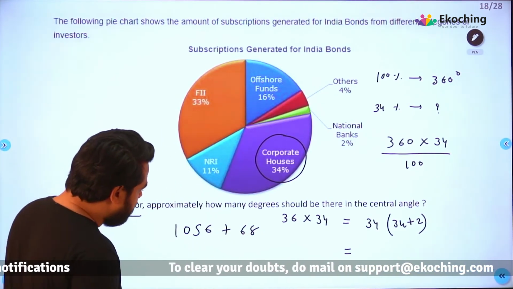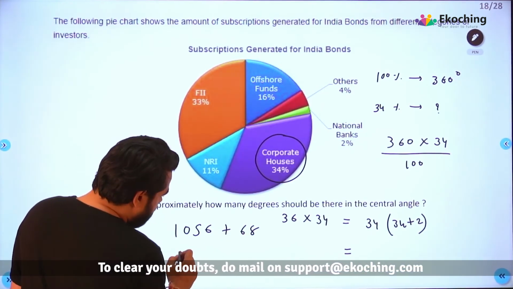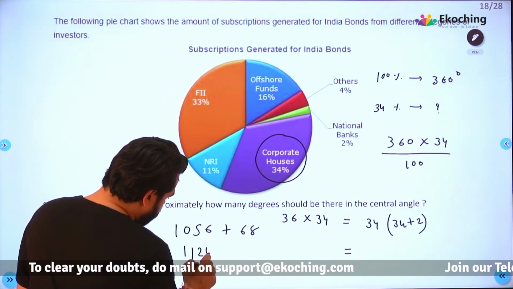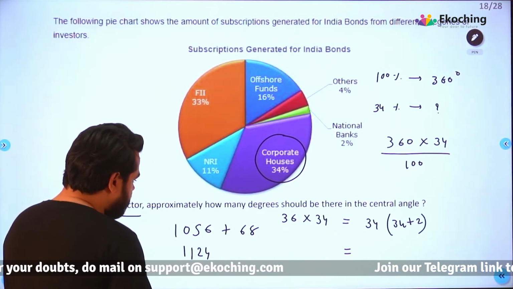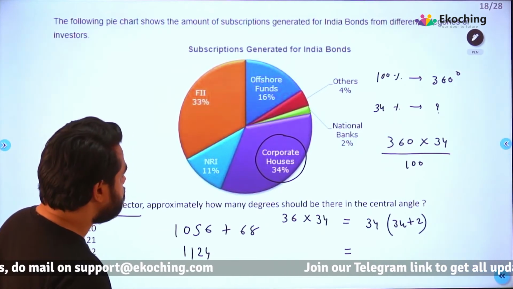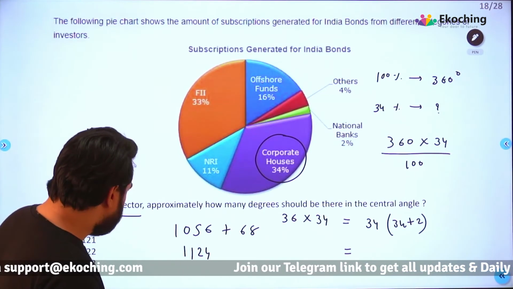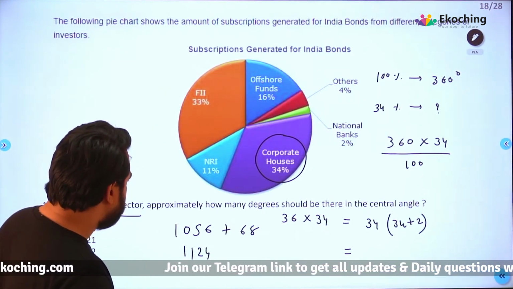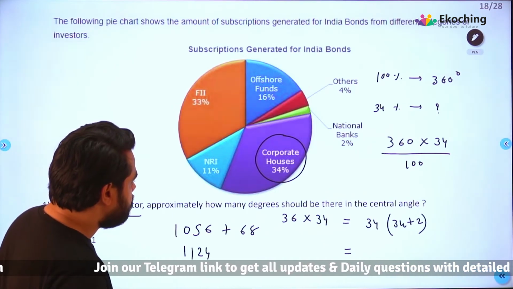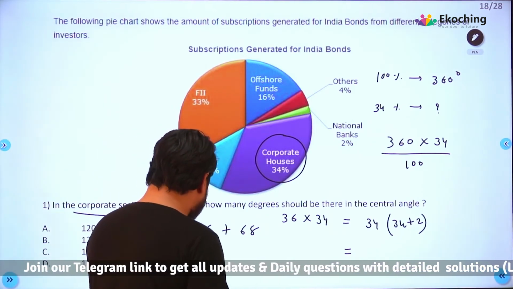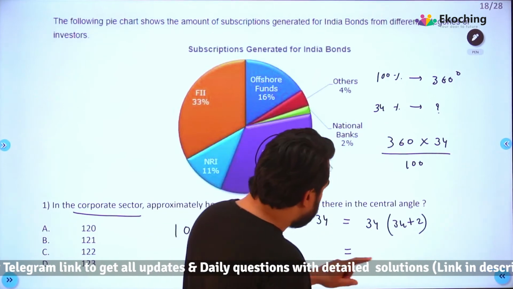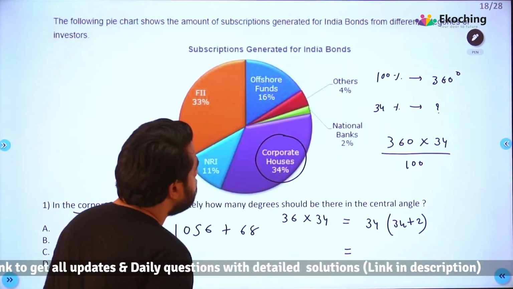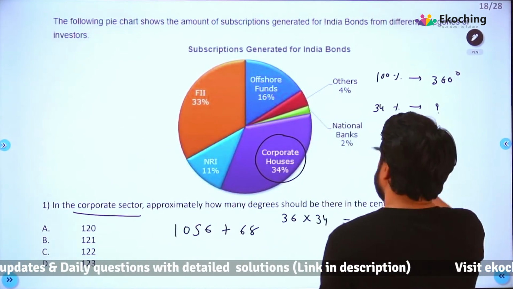Correct? ये कितना हो जाएगा? 18 and 6, 24. So that will be 1, 1, 2, 4. I think we might have made a mistake somewhere. Let's quickly check. 34 into 68, that's right. यहाँ पर तो कोई गलती नहीं हुई.